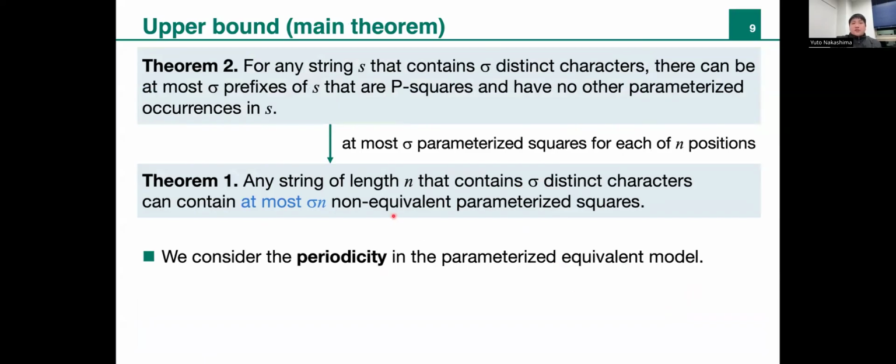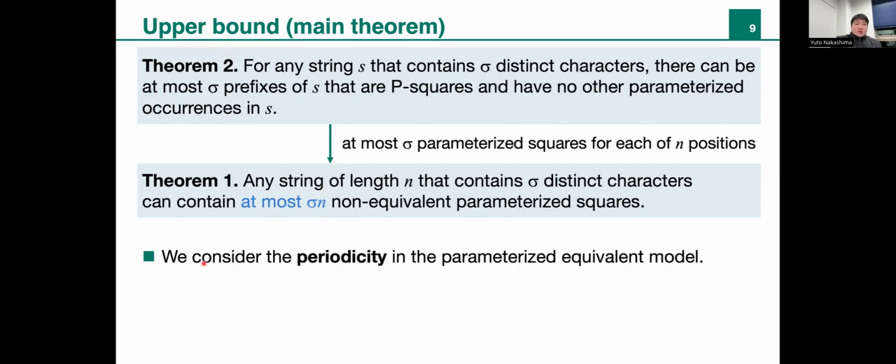To prove this result, Theorem 1, we use another main theorem. For any string S that contains sigma distinct characters, there can be at most sigma prefixes of S that are parameterized squares and have no other parameterized occurrences in S. If we apply this Theorem 2 to each of the n positions in the string, we obtain the upper bound sigma times n. In this talk, I will show the proof of Theorem 2.